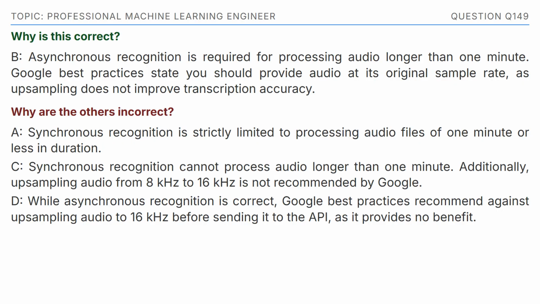Why are the others incorrect? A. Synchronous recognition is strictly limited to processing audio files of 1 minute or less in duration. C. Synchronous recognition cannot process audio longer than 1 minute. Additionally, upsampling audio from 8 kHz to 16 kHz is not recommended by Google. D. While asynchronous recognition is correct, Google best practices recommend against upsampling audio to 16 kHz before sending it to the API, as it provides no benefit.